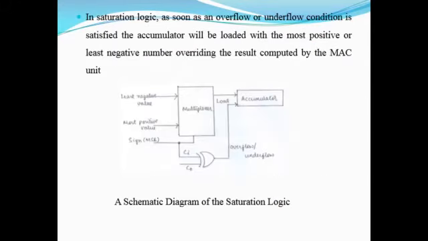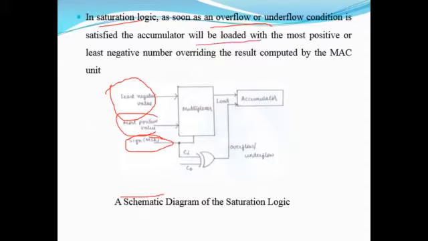The schematic of saturation logic is this, wherein the multiplexer block is the one into which the most positive value or the least negative value is loaded, and the sign bit is also loaded into the same multiplexer block. In a saturation logic, as soon as the overflow or underflow condition is satisfied, the accumulator will be loaded with some number, depending on whether an overflow or underflow occurs during the process. So here we go with the most positive or least negative number.